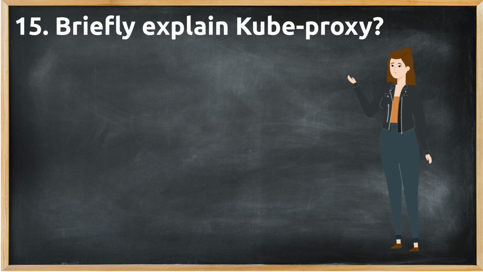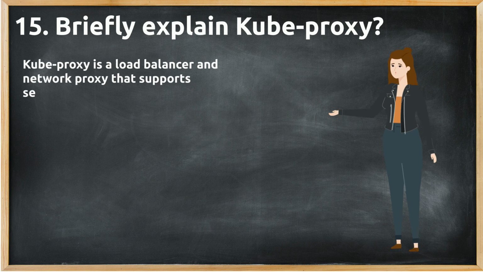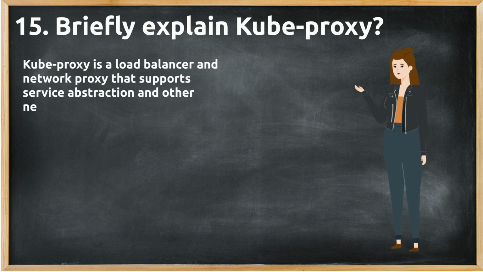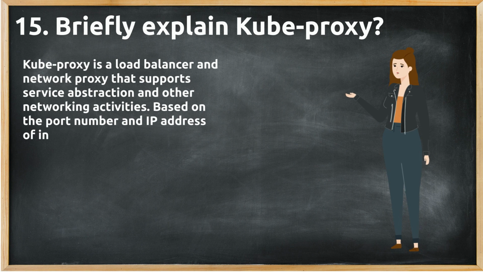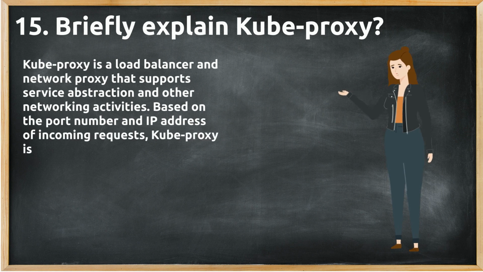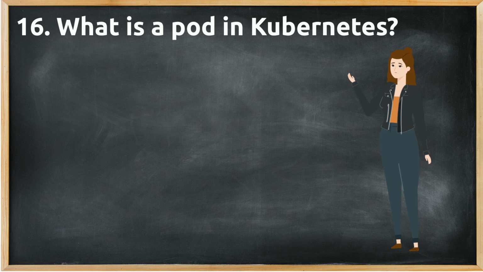15. Briefly explain Kube-proxy. Kube-proxy is a load balancer and network proxy that supports service abstraction and other networking activities. Based on the port number and IP address of incoming requests, Kube-proxy is in charge of routing traffic to the appropriate container.